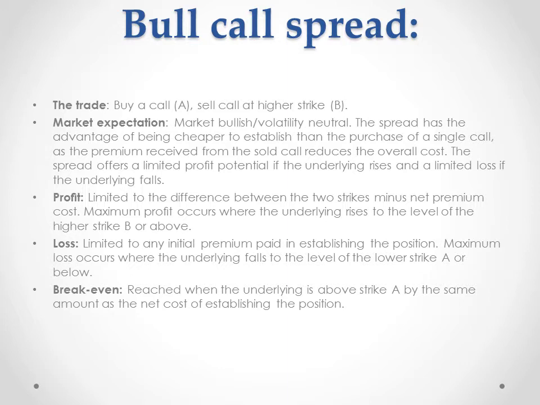The next strategy is called a bull call spread. The bull call spread strategy is when we buy a call and sell another contract. So this strategy consists of buying a call and selling a call at a higher strike. This actually lowers the risk because with a bull call spread, we limit the loss to the initial premium paid in establishing the position, and we break even when the underlying is above strike A by the same amount as the net cost of establishing the position.